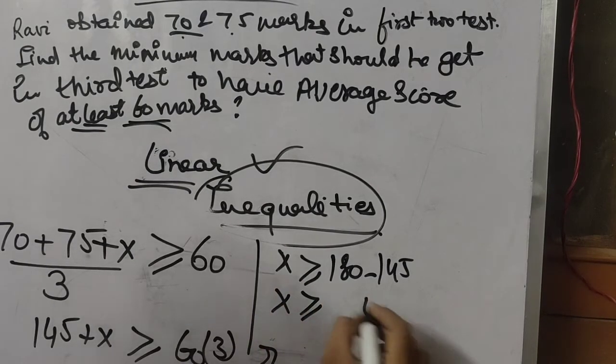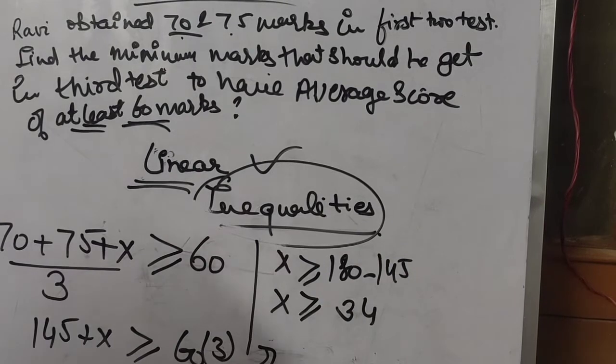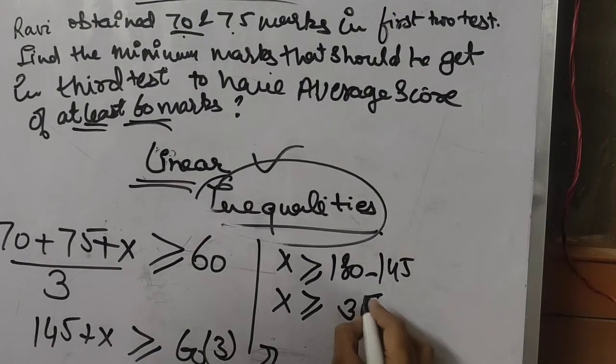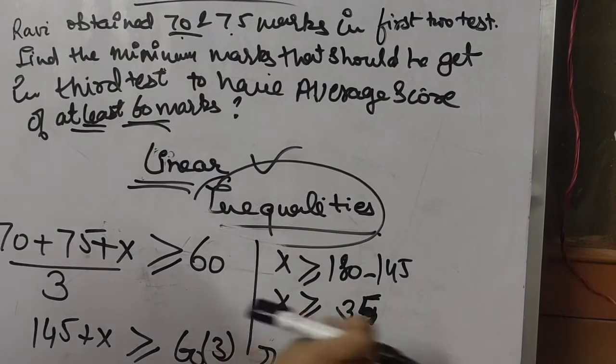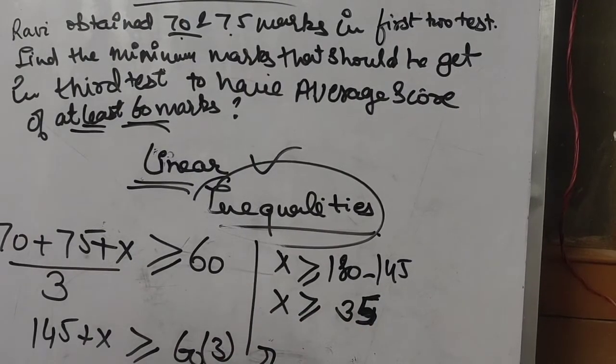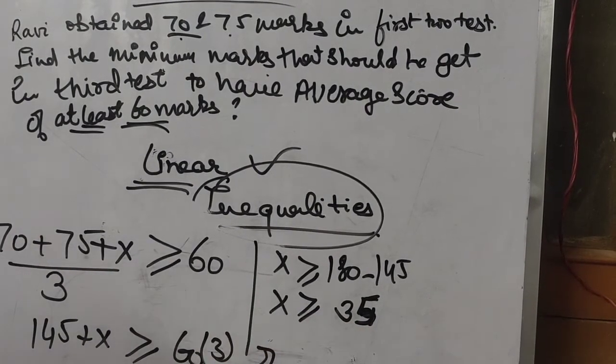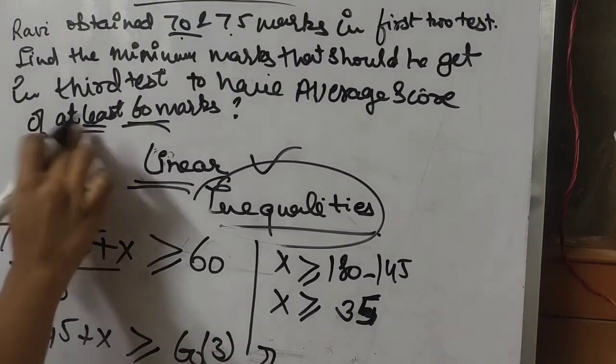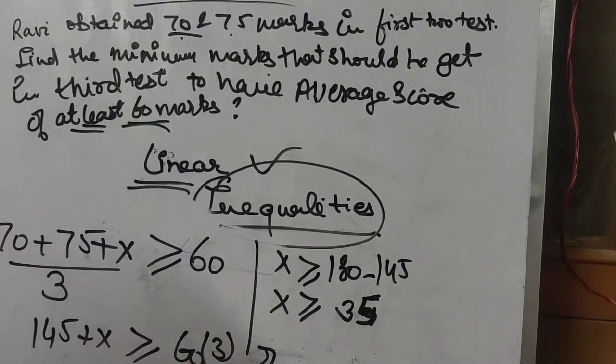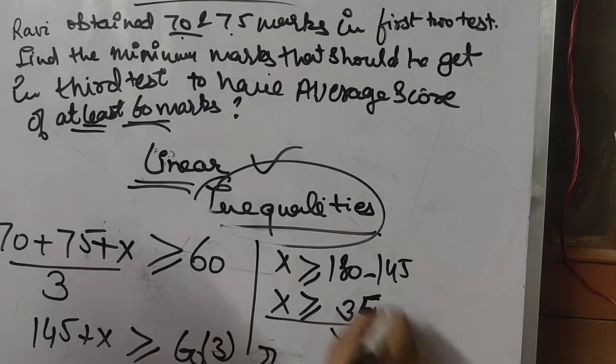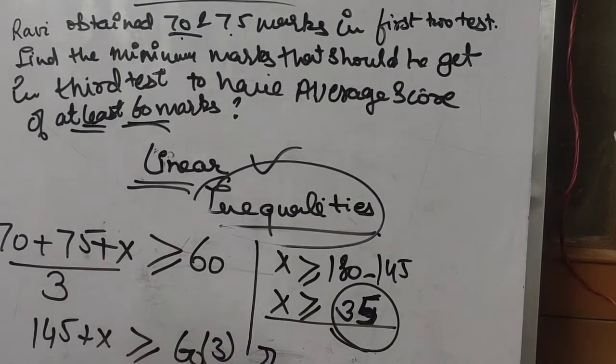Which gives an x value greater than or equal to 35. So my x value should be greater than 35 or equal to 35, because it is told that we need at least 60 marks on average. To make up an average of 60 marks, we need to have either 35 marks or greater than that. So that's how we solve with linear inequalities.